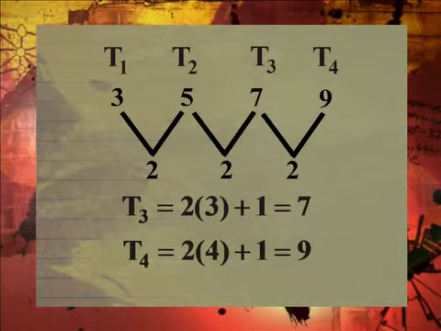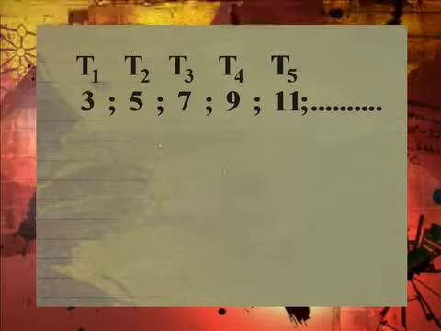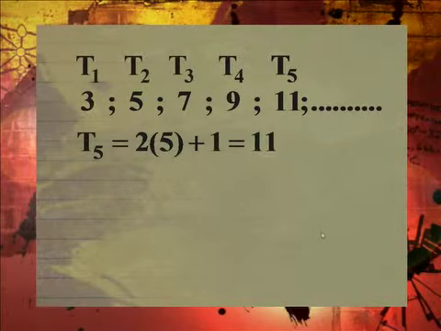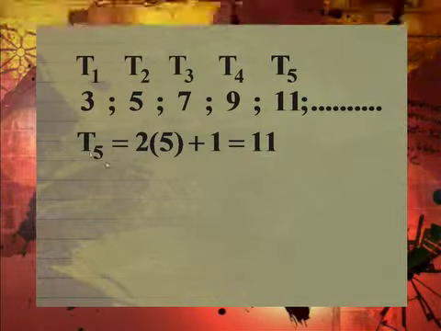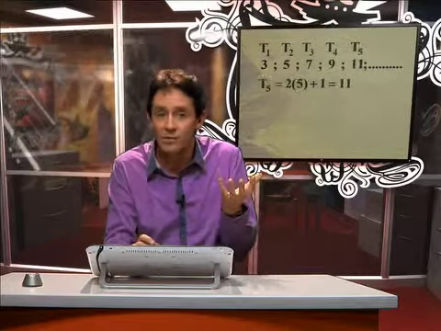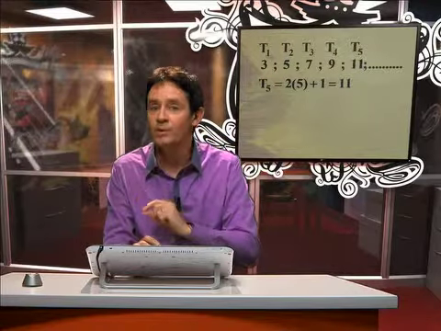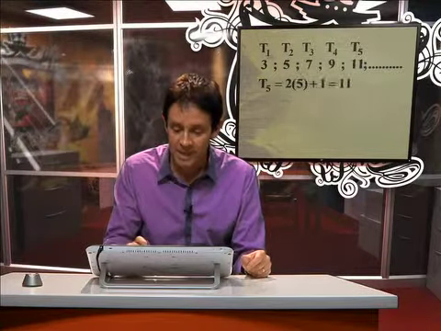What about the fourth term? Well, the n is 4. T4 is 2n plus 1, so you replace the n with 4 and you get 8 plus 1 is 9. Do you see what this is doing? Isn't it exciting? Now we get the fifth term. It's 11. How did we do it? Tn is 2n plus 1. I haven't shown you where it comes from, but look what Tn is 2n plus 1 is doing. It gives us any number of terms.